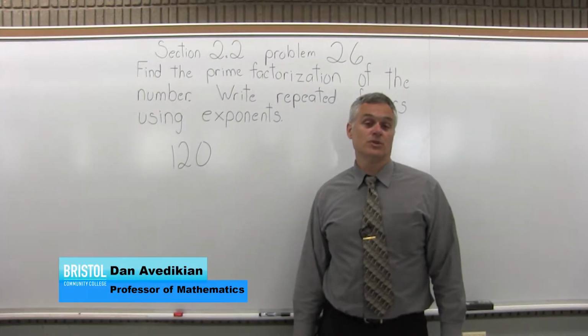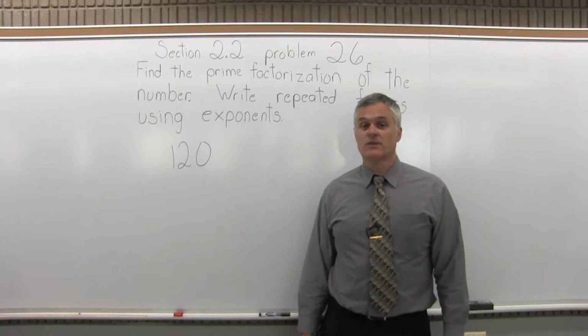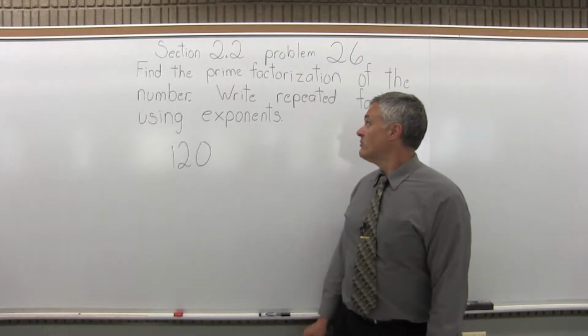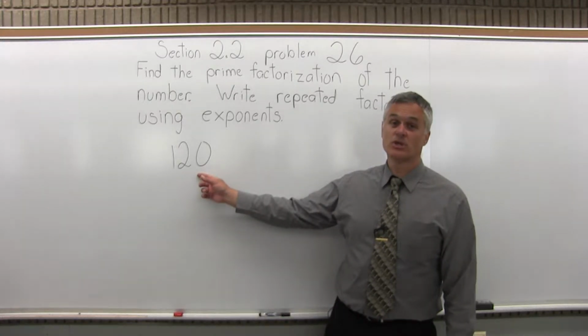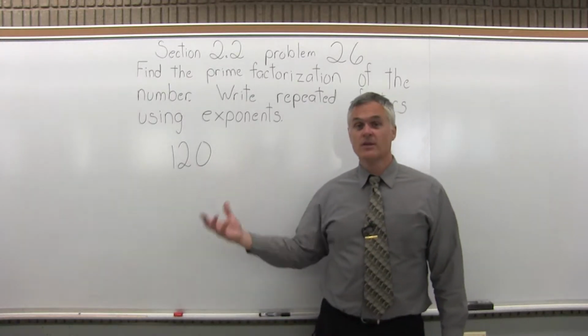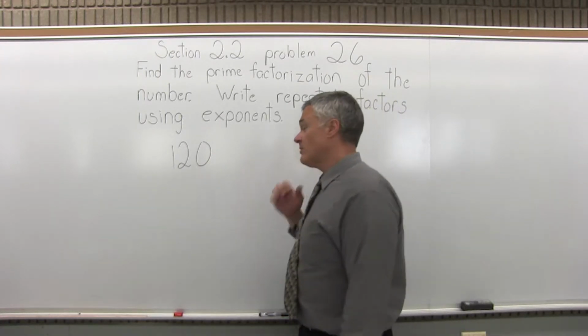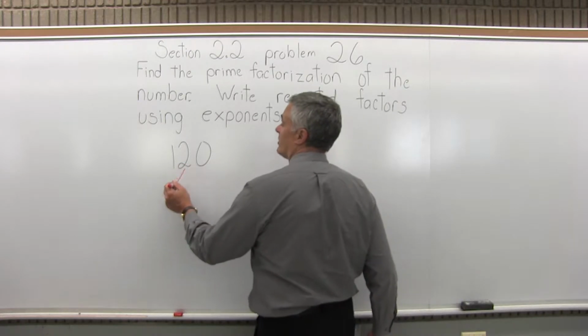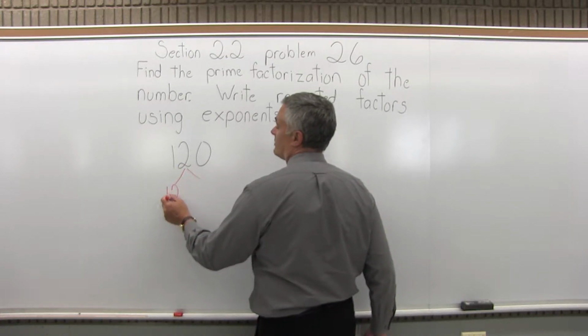This is Section 2.2, Problem 26. It says find the prime factorization of the number and write repeated factors using exponents. And the number we have for this one is 120. So we want to find the prime numbers that multiply together to make 120. So I start by splitting 120 into any two numbers I can think of that will multiply to make 120.